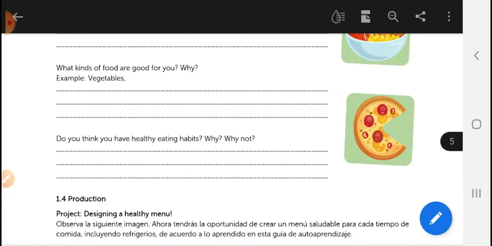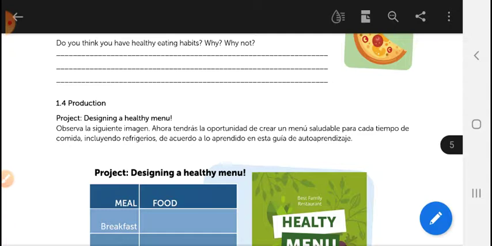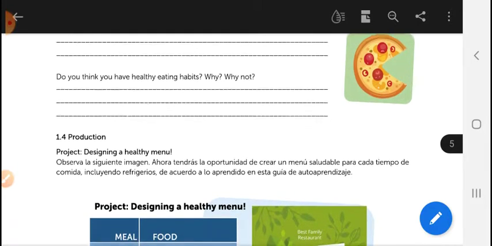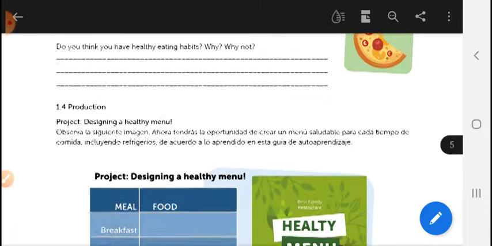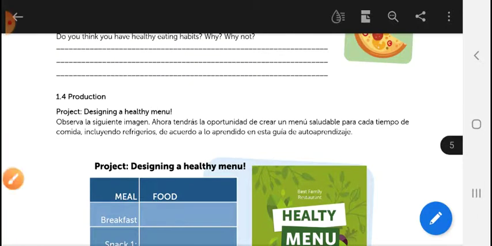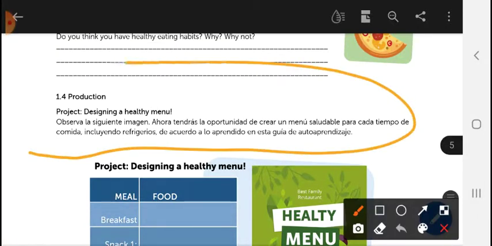Remember, you have to write in English. You can get help from me, of course. You can send me a personal WhatsApp and I will be happy to answer your questions. And also, you can look for the translation in Google Translate. That's okay. Now, production. In the production, you have a project.